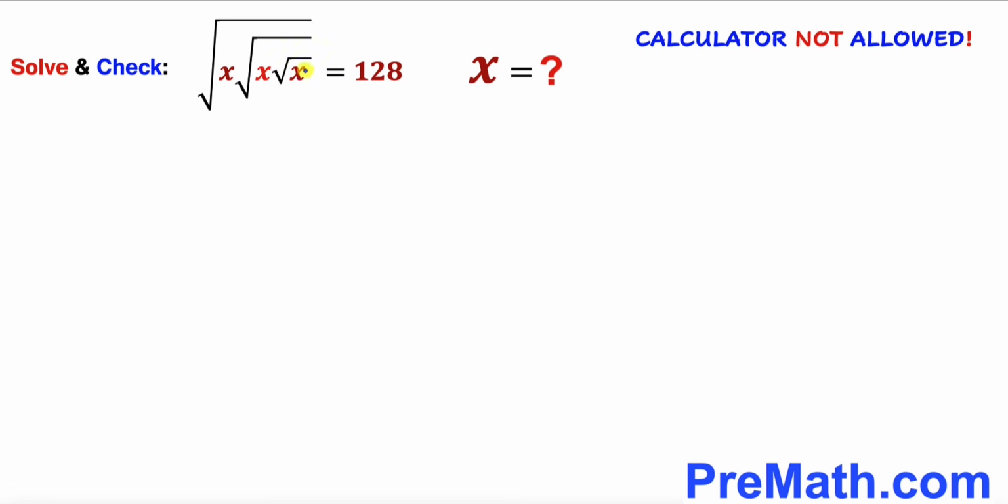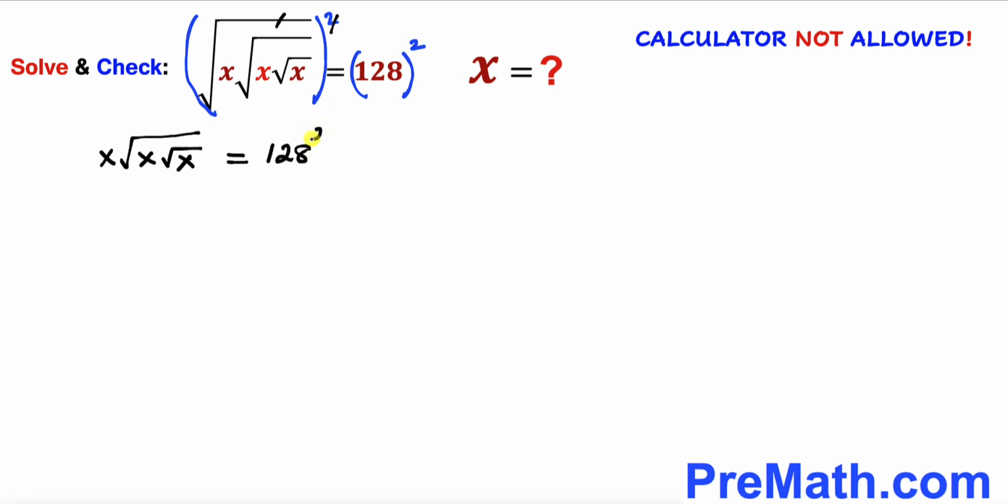Let's go ahead and get started and focus on this equation. Since we are dealing with multiple square roots, I'm going to take the square on both sides to undo one of these square roots. Here we can see this square and square root undo each other. So we end up with x times the square root of x times the square root of x equals 128 to the power 2. Now we are going to repeat the same process all over again.